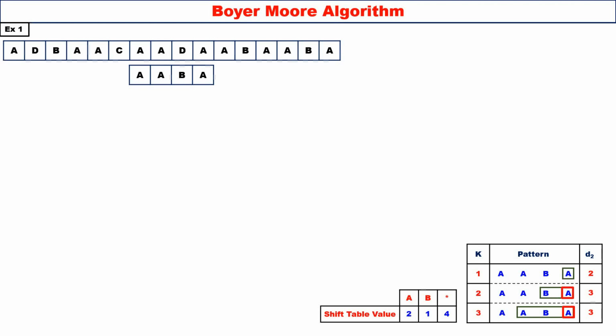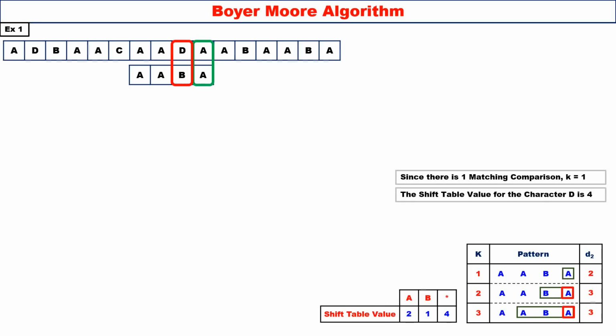Yes. Now we match again. A and A are matching. Very good. B and D are not matching. So how many matched comparisons? 1. There is one matching comparison. Therefore, K is equal to 1. What is the shift table value for the mismatched character in the main string, D?